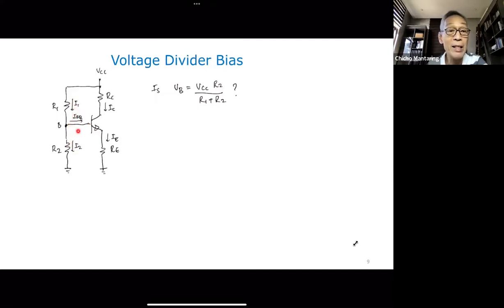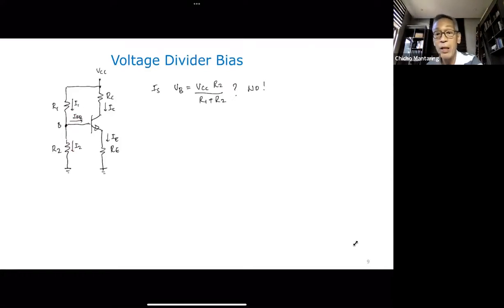But in this case, you have IBQ. If this were open, then they would be in series, but there's something connected to the base that is drawing current. So they're no longer in series. So theoretically, you cannot use the voltage divider equation. Okay. However, so the answer here is no.